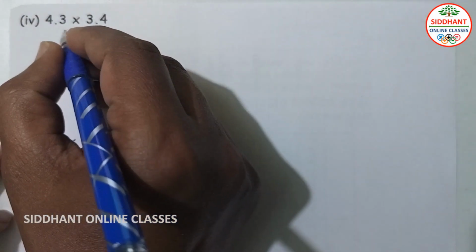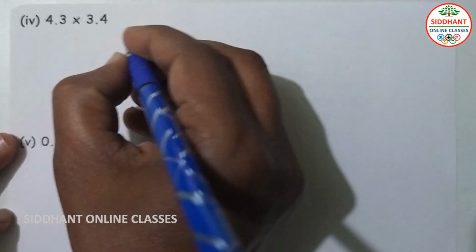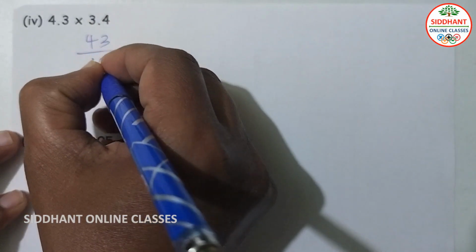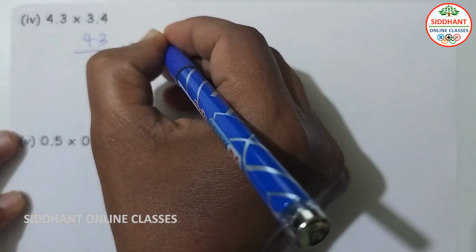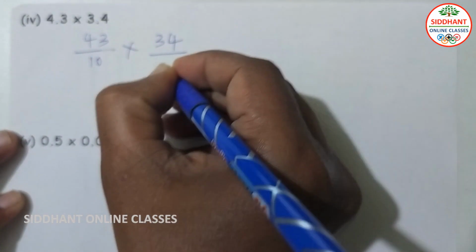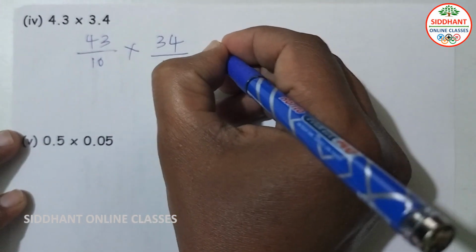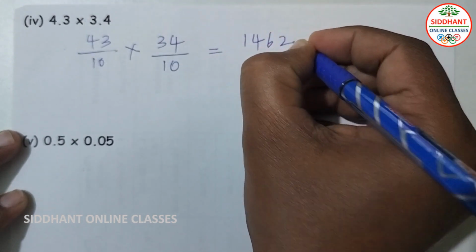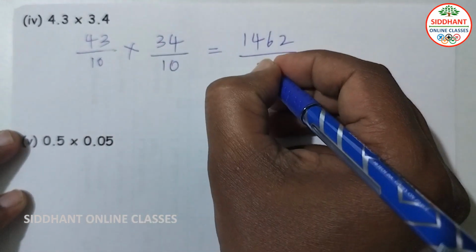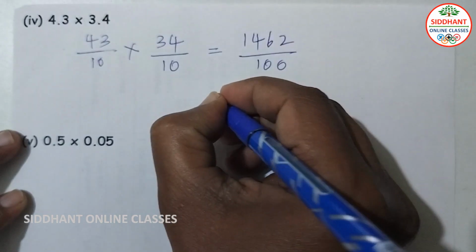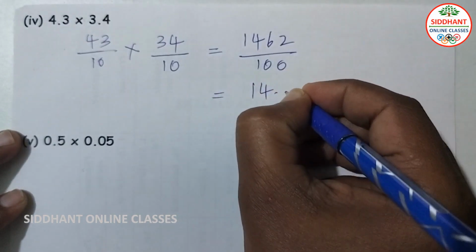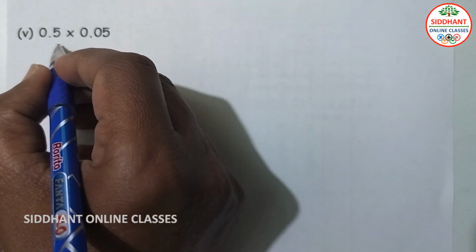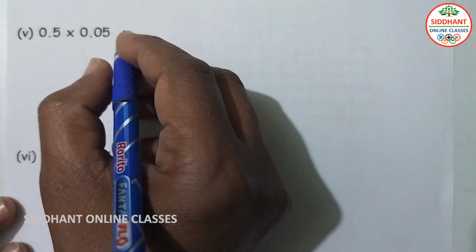Fourth one, 4.3 into 3.4. 4.3 can be written as 43 by 10 and 3.4 can be written as 34 by 10. So here 43 into 34, we get 1462, and 10 into 10 we get 100. So this can be written as 14.62.